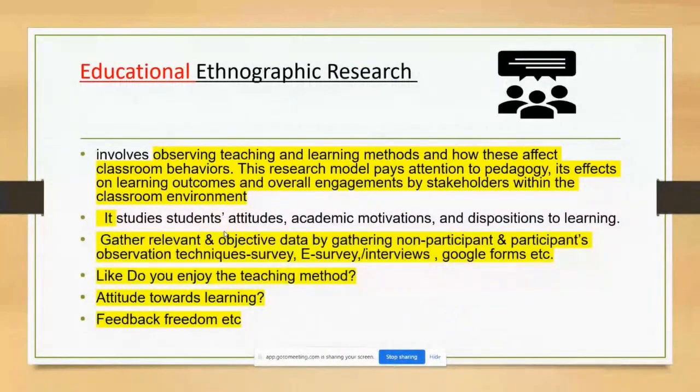If we talk about educational ethnographic research, then it draws attention to pedagogy, the learning outcomes, or overall engagement by stakeholders within the classroom environment, and it finds out the students' attitudes or interest towards learning, academic motivation, and disposition to learning. We can take feedback after the lecture about satisfaction, enjoyment, or their inclination or attitude towards learning. So it provides instant feedback, and it facilitates the chance to update ourselves.